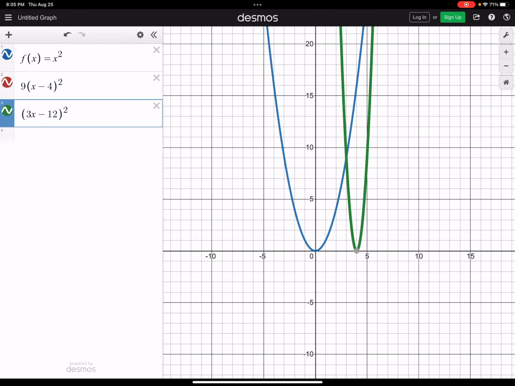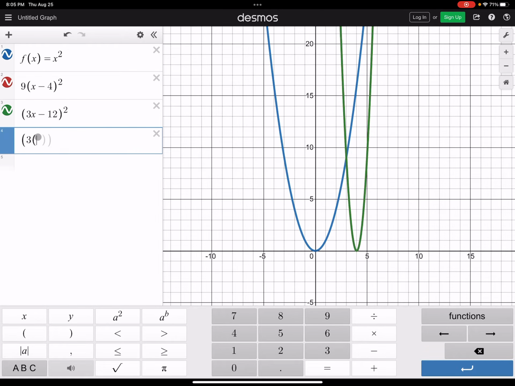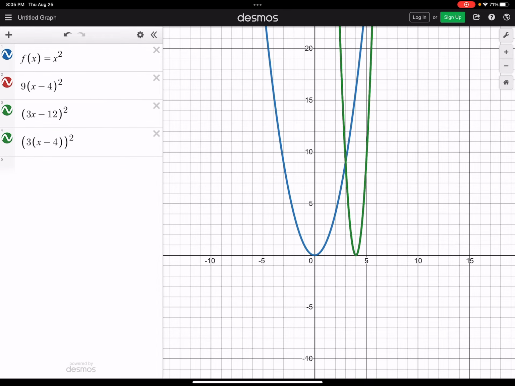But if I give you the green one, you're going to say, oh, hold on. Let me factor out b, 3 times (x minus 4). Now that I factored out b, I'm going to interpret this as a horizontal compression by 3 shifted right 4. Okay? And it's all just about where that 3 or 9 is. If it's in those parentheses, you're going to interpret it as a B. If it's not, you're going to interpret it as an A.